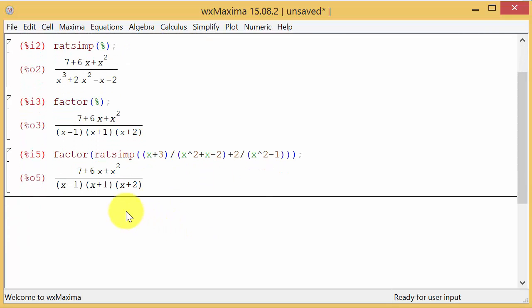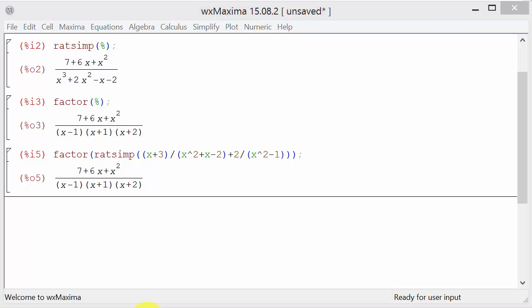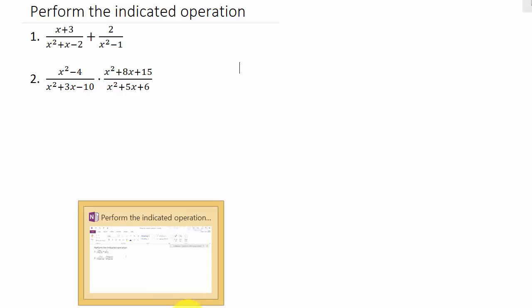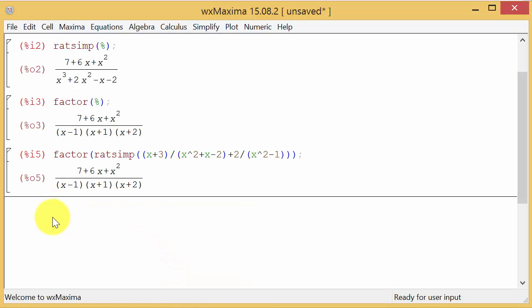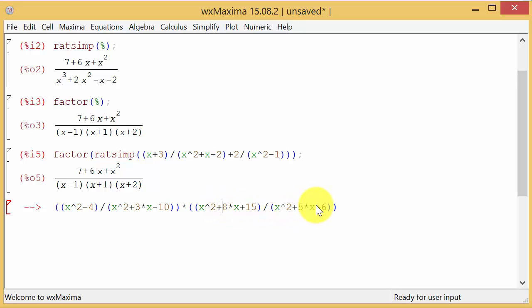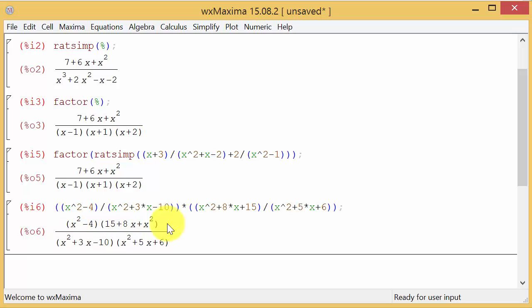Okay, so the next problem, this one here, we type it in the same way. I am going to pause the video while I type it in, because I'm sure you don't want to sit here and watch me do that, and I'll be back when I get it typed in. Okay, so I've got it all typed in. You're just going to have to be careful when you type it in so that you don't miss a parenthesis. The good thing is, if you miss a parenthesis, wxMaxima will let you know. So I just hit enter, and this is what it gives us.